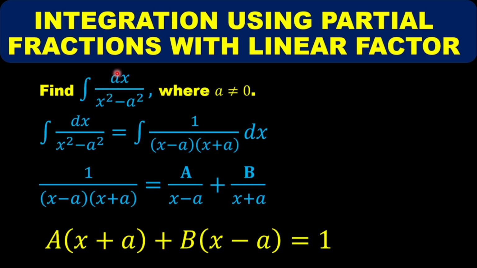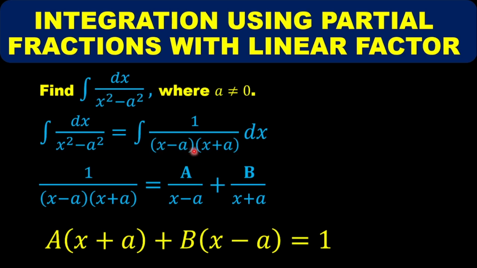But if the degree of the numerator is less than the degree of the denominator, then go ahead and factorize the denominator. So because here the degree of the numerator is less than that of the denominator, we have to factorize this. And you can see clearly that this is a difference of two squares, x squared minus a squared. When we expand this, we end up getting x minus a times x plus a. Okay, so it's as simple as that. So that is when you expand.